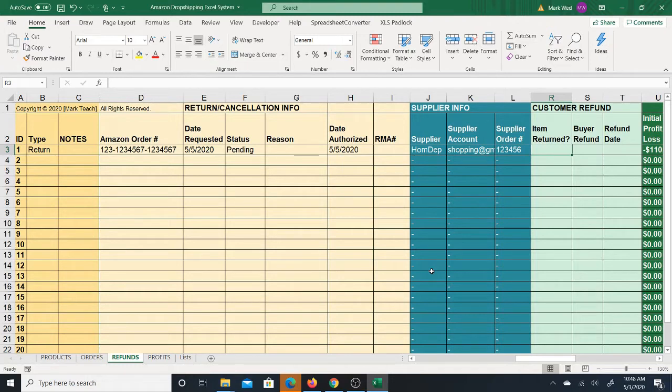Kind of optional, but I figured it might be something you'd want to keep track of. You have the buyer refund. What are you actually going to refund to the buyer? Now you need to really understand what this means.